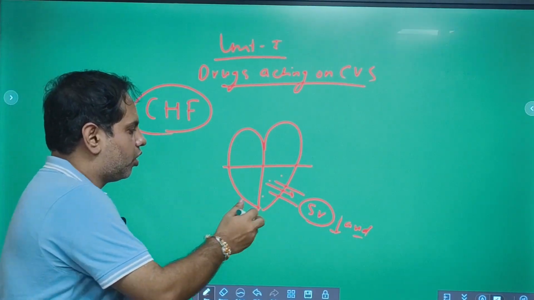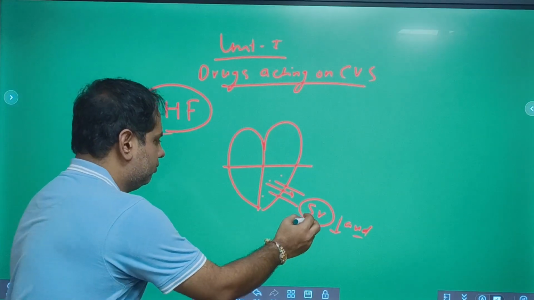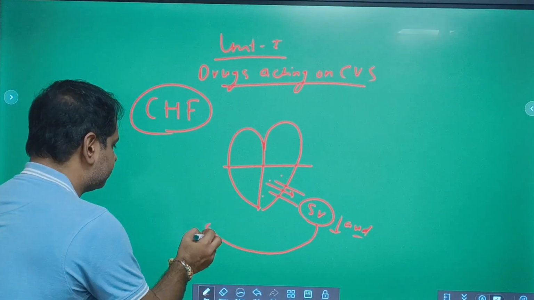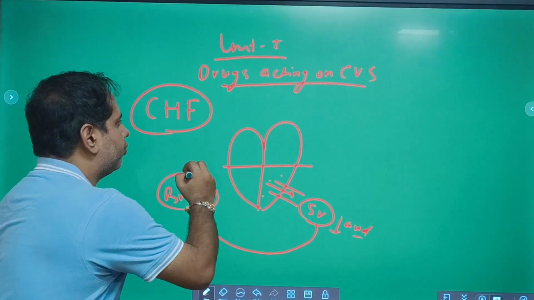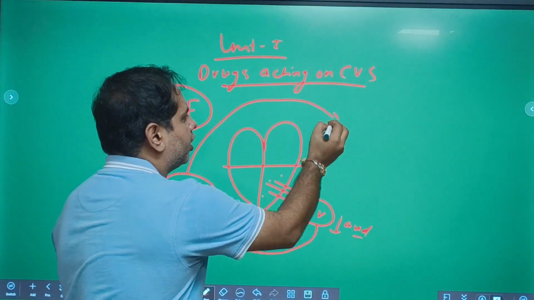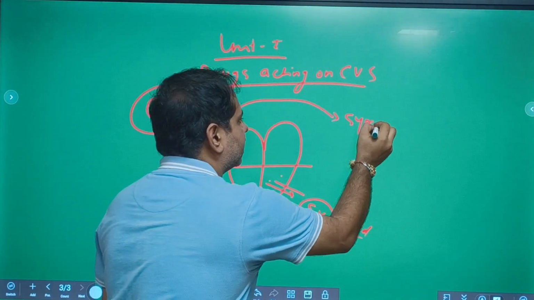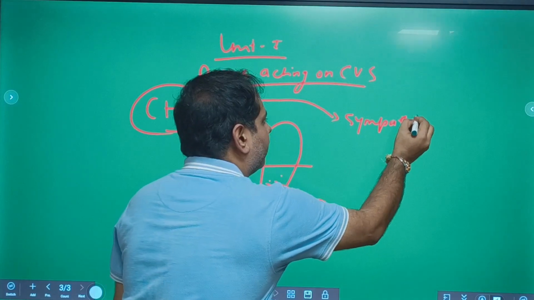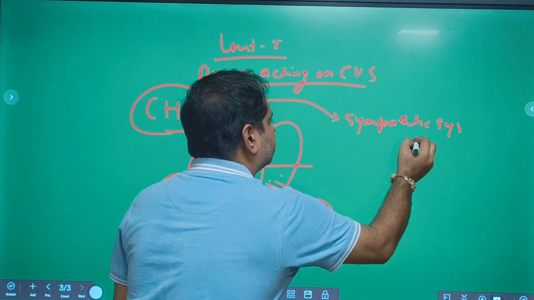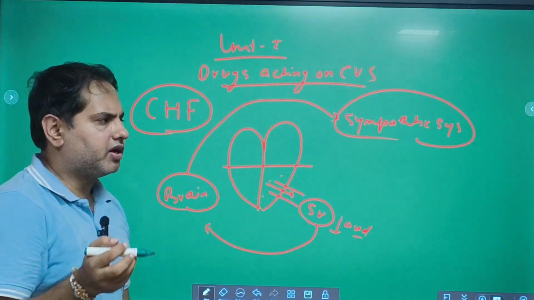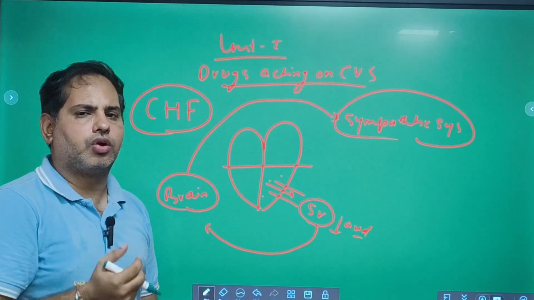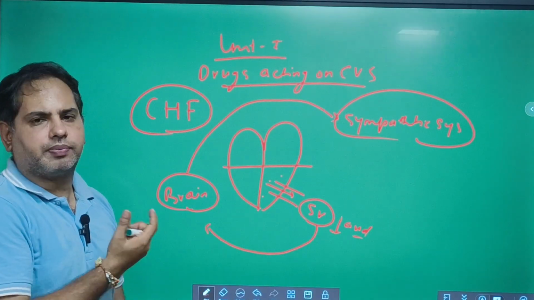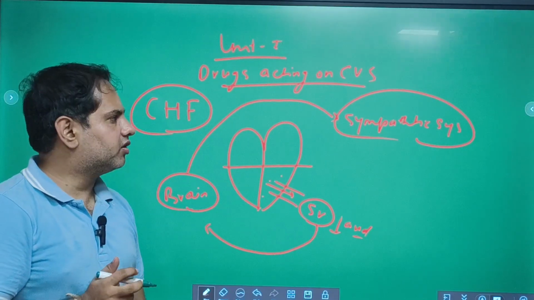By activation of, because this signal will be sent to the brain that stroke volume is decreased, the signal goes to the brain, and in response to it, what is the brain going to do? It is going to activate your sympathetic system. We have already discussed in an earlier video what the sympathetic system is and what its role is. It is a part of your ANS, that is the autonomic nervous system.